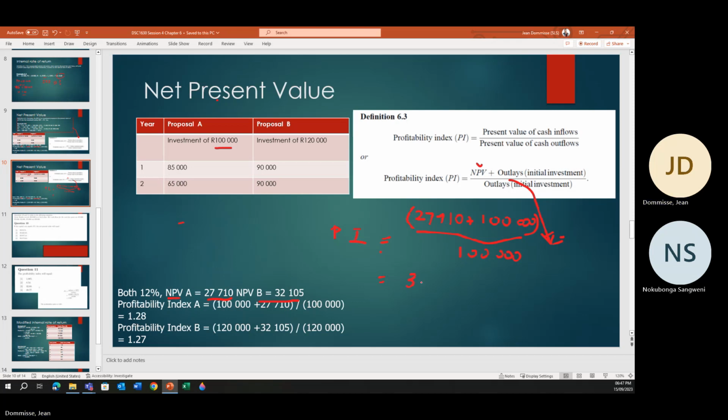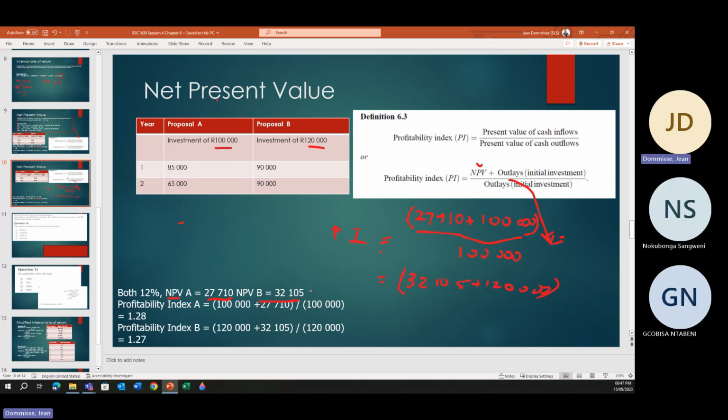They said to us the net present value again was 32,105. The initial outlay was 120. So that was for A, this was for B, and then we need to divide that again by the initial outlay, which was 120,000.